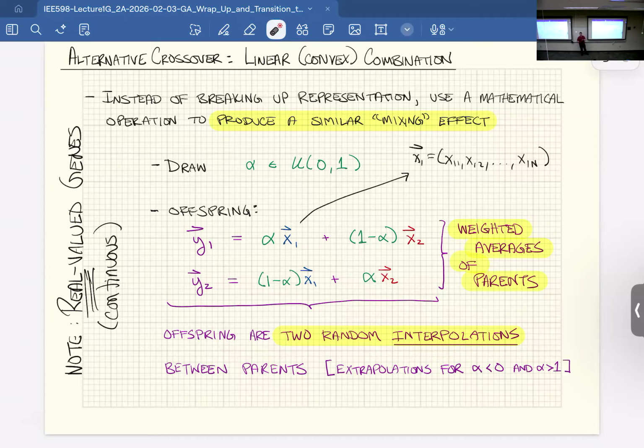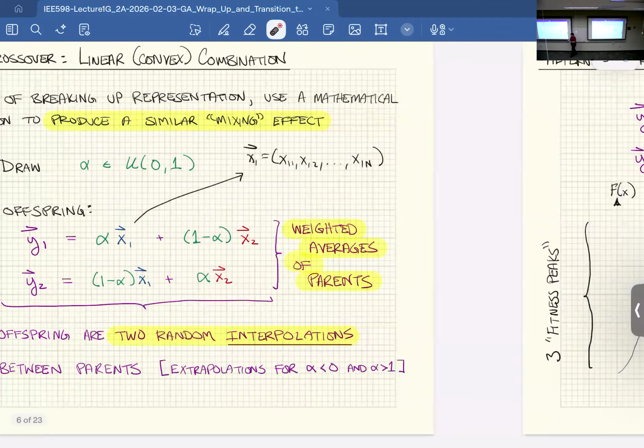Okay, other questions on those two types of crossover? Before we actually, I'll show examples of what these crossovers do. All right, so let's do that.